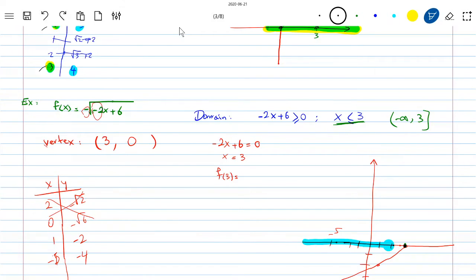Let me undo this. I wanted to get rid of these red circles. I can do this.